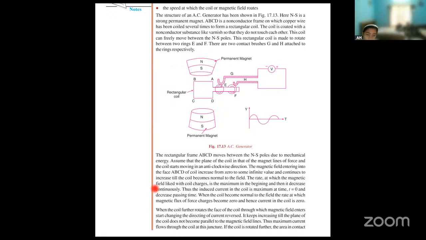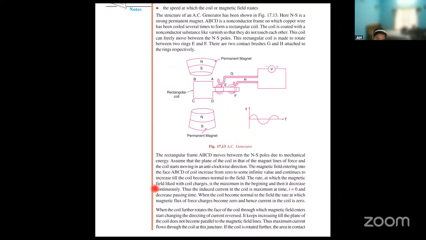When the coil further rotates, the face of the coil through which the magnetic field enters starts changing, and the direction of current reverses. It keeps increasing till the plane of the coil becomes parallel to the magnetic field lines. Thus, maximum current flows through the coil at this juncture.